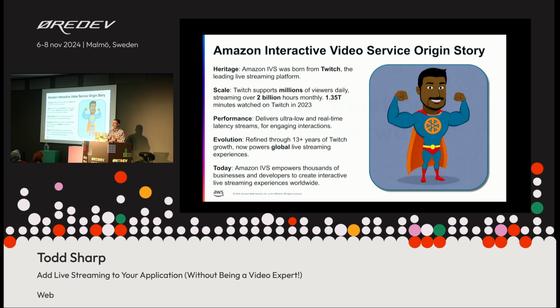Every superhero has an origin story, and the origin story of Amazon Interactive Video Service is that it was born from Twitch. So again, Twitch supports millions of viewers daily, over 2 billion hours monthly, 1.35 trillion minutes watched in 2023. Obviously, we've spent many years really optimizing our network for this kind of traffic, and now we power these global live streaming experiences. And this service is now available to you, as of about 4 years ago, as an AWS service called Amazon Interactive Video Service. It's a managed service that allows you to create live streaming channels for various use cases.